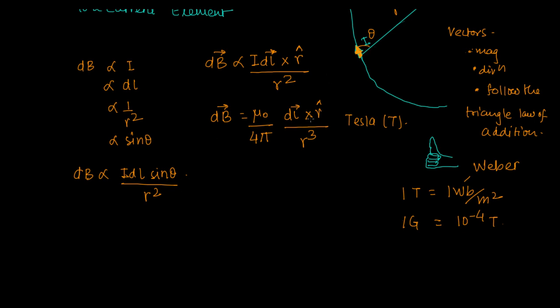So does unit of mu naught upon 4 pi have a different value? Yes. Mu naught upon 4 pi is an innocent looking 10 to the power minus 7. Meters. 10 to the power minus 7 meters. That will depend on this, right? This is Tesla, so it will be Tesla meter square, and there is a meter here, so it is Tesla meter, correct? Tesla meter per ampere, right?